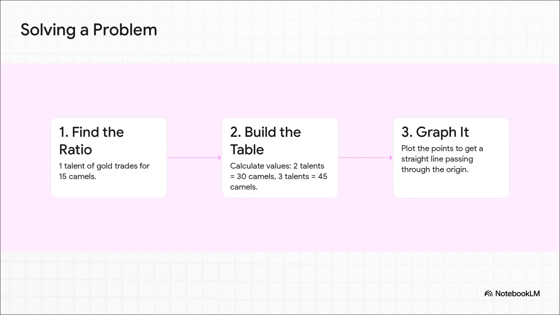For this talents for camels problem, the process is pretty straightforward. First, you find the base ratio. 1 talent of gold gets you 15 camels. Simple enough. Second, you build out the table. So 2 talents equals 30 camels, 3 equals 45. And finally, if you were to graph that, you'd get that signature straight line right through 0.